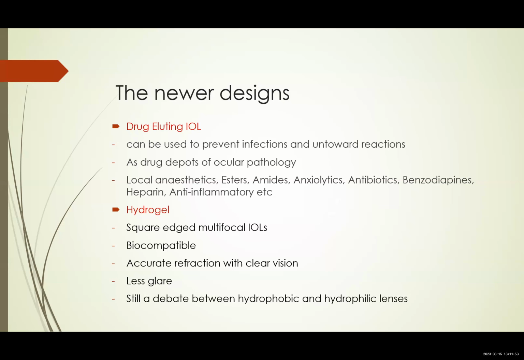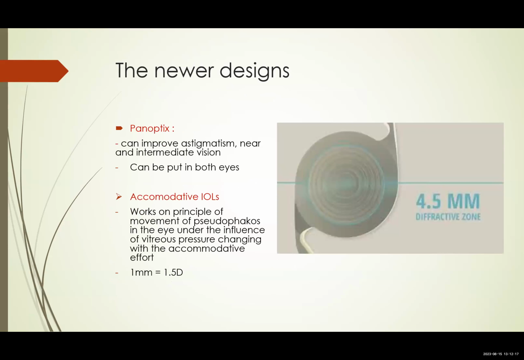are square-edged multifocal intraocular lenses. These are very good because they are biocompatible, and accurate refraction with clear vision and less glare are achieved by this. There's still a debate between hydrophobic and hydrophilic lenses for diabetic patients, because hydrophilic lenses are more compatible with our body, but hydrophobic lenses are being used to avoid reactions and inflammatory conditions. Panoptix lenses can be used as a near IOL, which improve astigmatism.